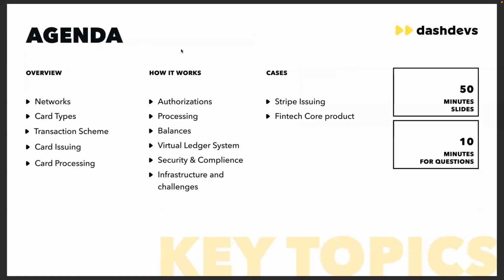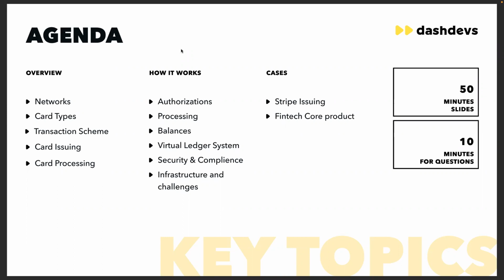I'm going to explain what the card networks are, what the different card types are today, the usual transaction scheme and how it works, what card issuing is, and what card processing is. I will also dive a little deeper into the authorization and processing processes. And then what are the balances with the cards? Sometimes this problem is resolved with a virtual ledger system, and we'll cover security and compliance, infrastructure, and challenges in projects which are integrated with the card networks and real-time processing.